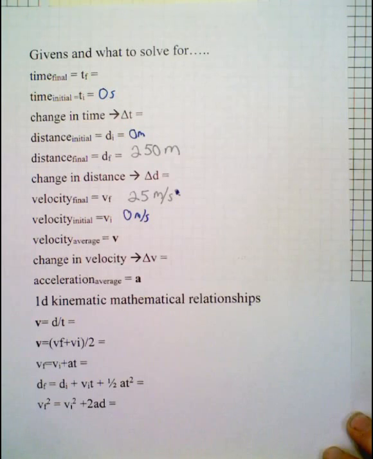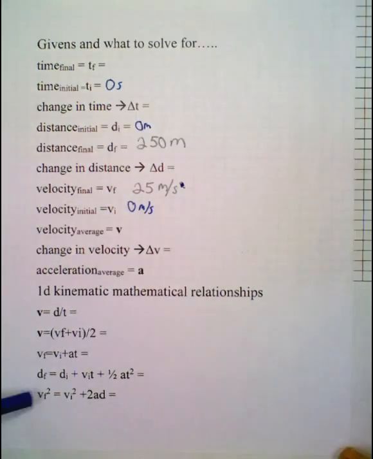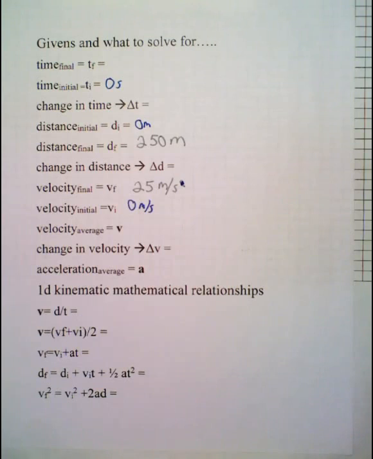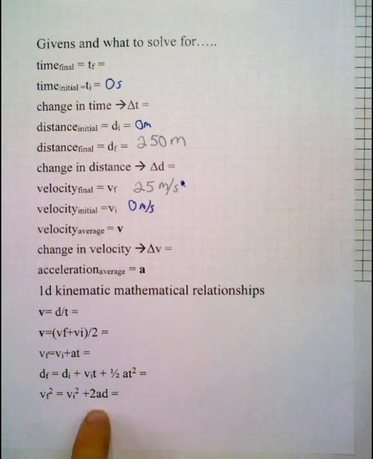I don't know time, so that kind of forces me to take a look at the formula that doesn't have a T in it. Can I use this to help me solve for something else? Yeah, if I rearrange it, average acceleration is velocity final squared minus velocity initial squared over 2D. So at that point, we can say, okay, let's just do it.